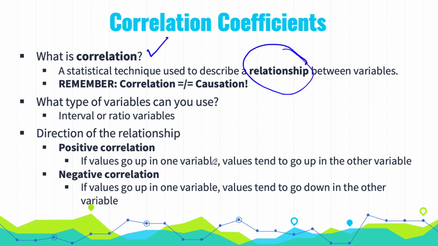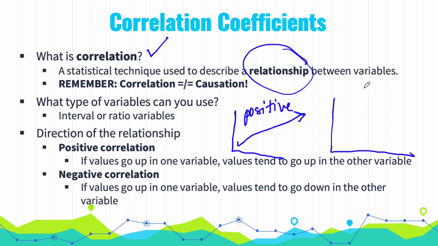First, let's talk about positive correlation. If values go up in one variable, values should also tend to go up in the other variable. So if I plotted a positive correlation, I would expect to draw a best fit line that goes up from left to right. Now let's talk about negative correlation. If values go up in one variable, then the values tend to go down in the other variable. Again, if I drew this out, I would expect a negative correlation to have a best fit line that went down as I went from left to right.